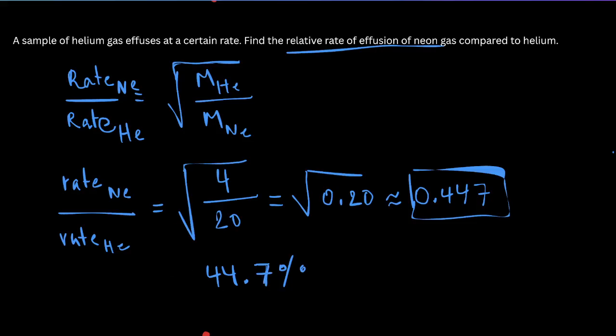And this makes sense, right? Just based on the theory behind Graham's law of effusion, we said as the molar mass increases, the rate is going to decrease. And we see that neon is heavier than helium is. Helium has a molar mass of 4, whereas neon has a molar mass of 20. And so because of that, it's going to be effusing or moving at a rate that is lesser than our helium will be. In this case, specifically, 44.7% lesser than helium will be effusing.